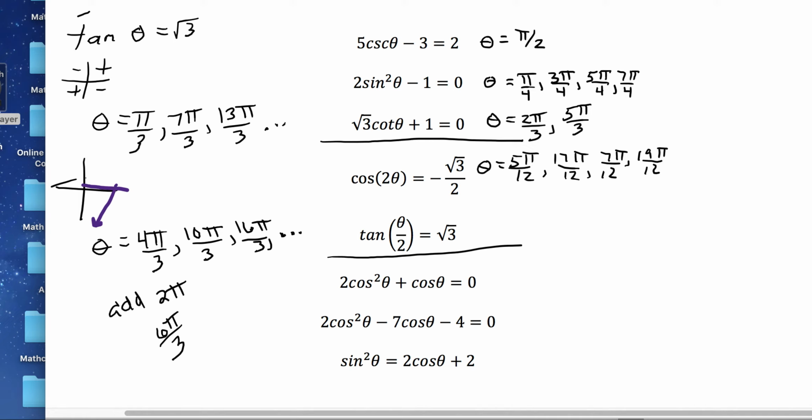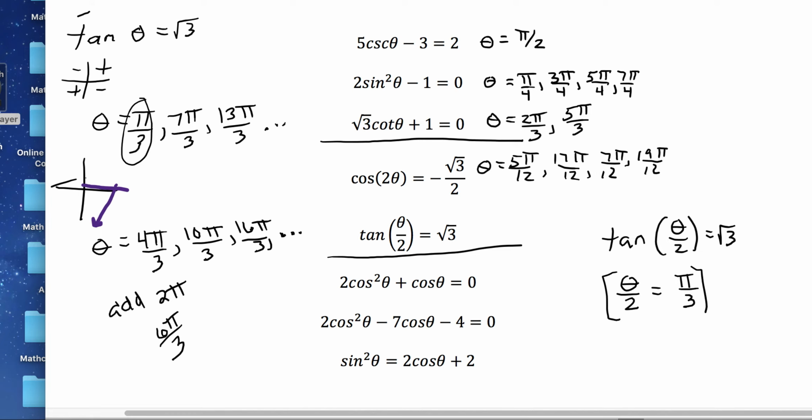Let's go back to the original problem and let's look at what we need to do there. So my original problem is tangent theta over 2 equaling square root of 3. So my question is, how do I make theta over 2 equal to one of these answers over here? So we'll start with the first one, the pi over 3. So if I want to solve this equation for theta, then I'm going to need to multiply both sides of this expression by 2. All right, so one of my answers is going to be 2 pi over 3.